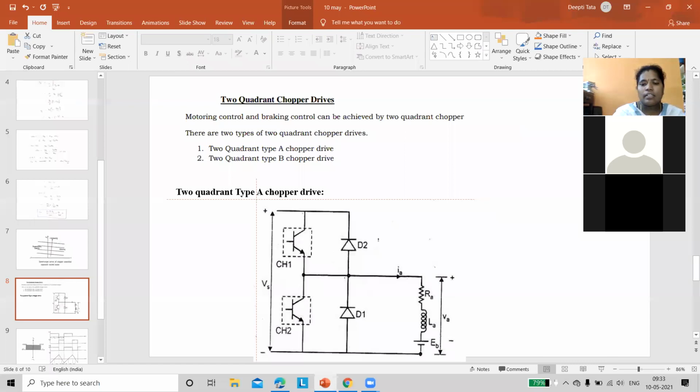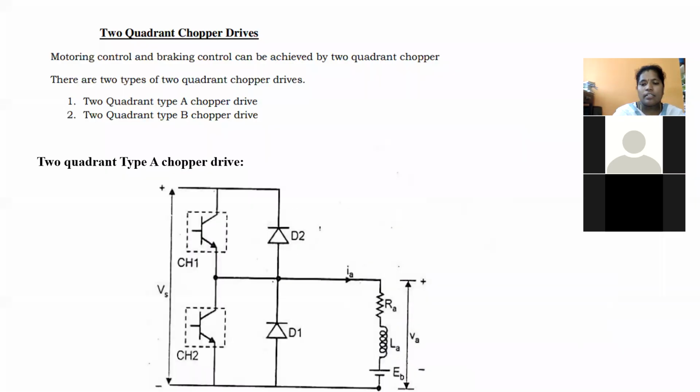Just see the circuit. It is the exact circuit diagram for a chopper. Just observe the circuit. The chopper is represented with a dotted rectangular box, but instead of a transistor, you have to use a switch like this. You can't use a transistor. You have to use simply a switch.